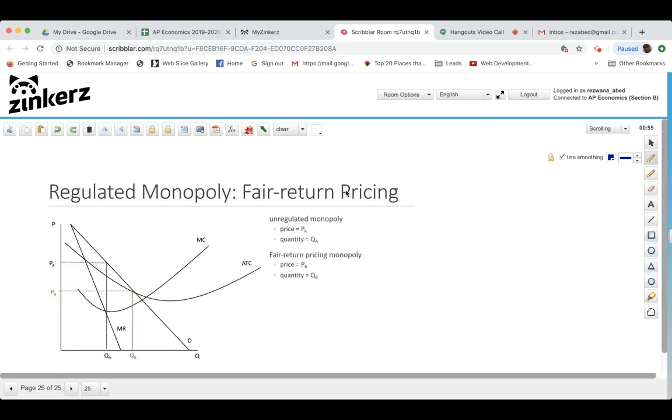So that was marginal cost pricing, and the second way that the government tries to regulate a monopoly is by something called fair return pricing. Okay, so this is when the government tells them, you know what, I want you to set your price equal to average total cost. So not marginal cost, but your average total cost. So the firms are essentially setting price at this level of PB, which is where the demand curve intersects the average total cost curve. Okay, so this is the price PB that they're going to charge, and this is the quantity QB that they're going to produce.